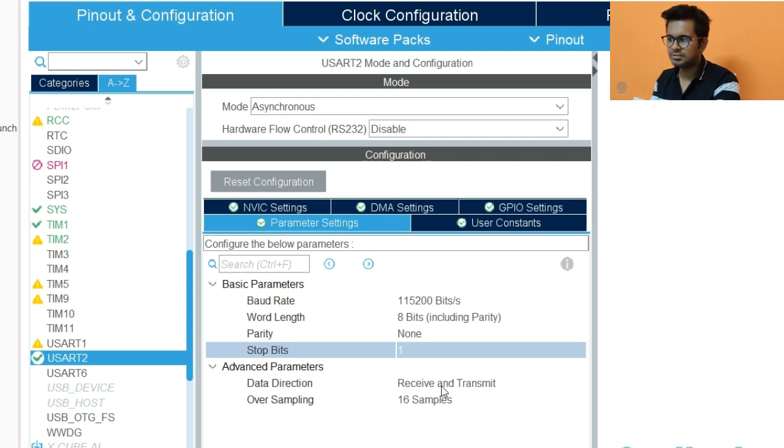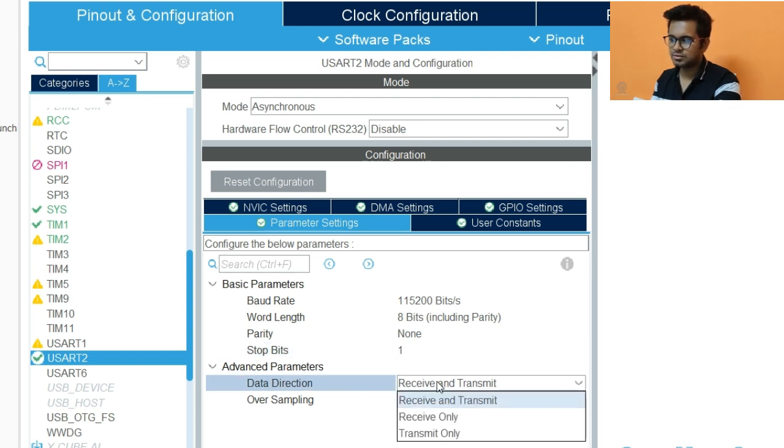Okay, and some advanced parameters: data direction. Here you have receive only, transmit only, and receive and transmit. So this is duplex, and this is half duplex. Either you will only be receiving data or you will only be transmitting. Normally we use receive and transmit for UART communication. And there is oversampling, which I will explain further.